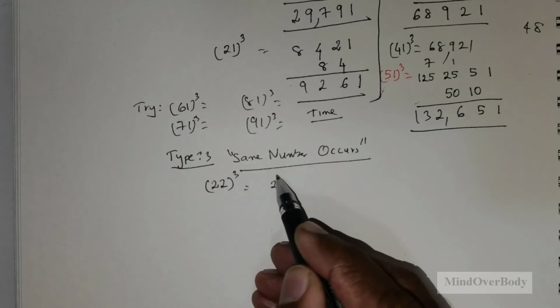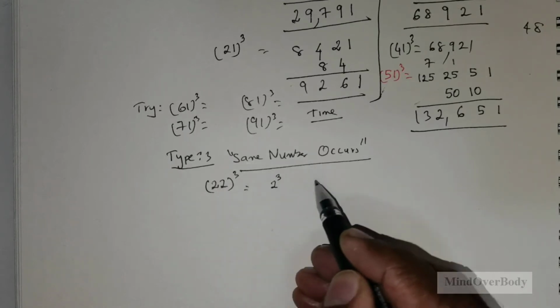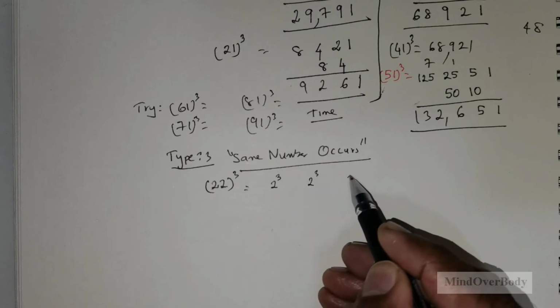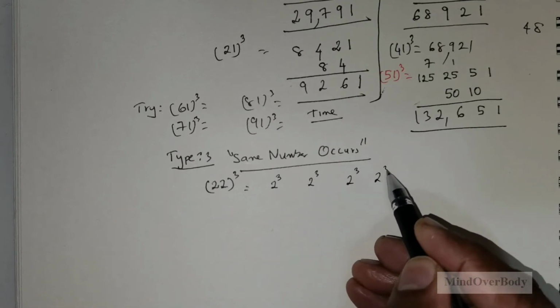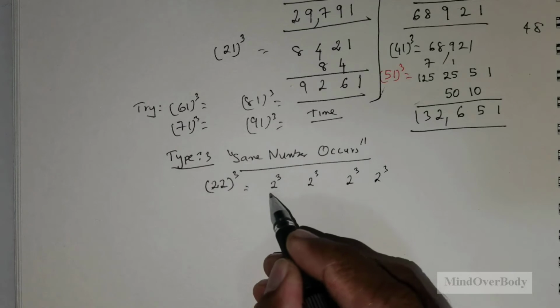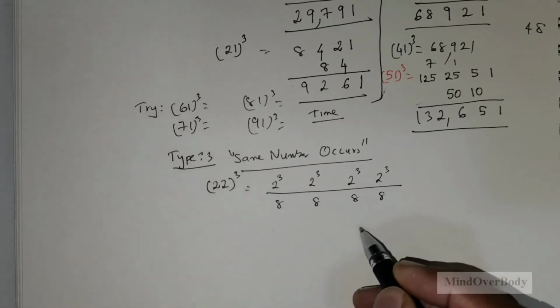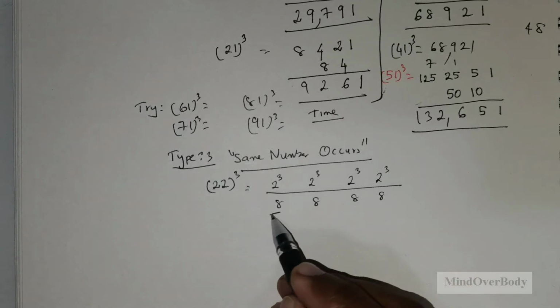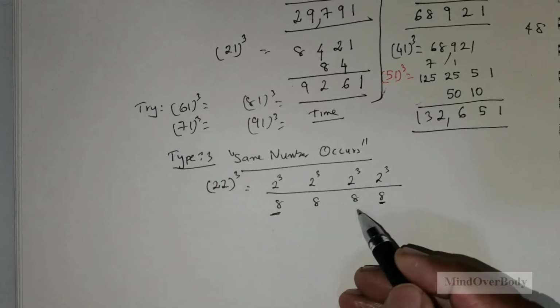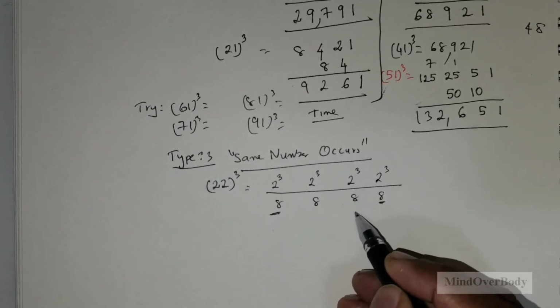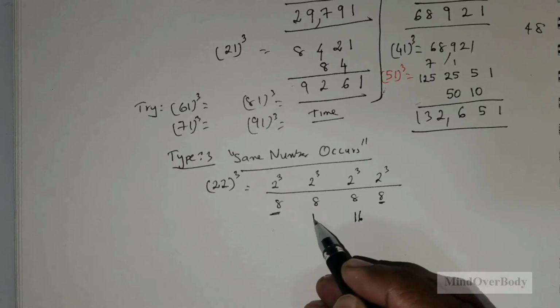So place the number 2 and take the cube of it, four times. So this is going to be 8, 8, 8, 8. Now don't touch the first and the last number as usual. Go to the second number, double this, it is going to be 16. Double this, it is going to be 16.